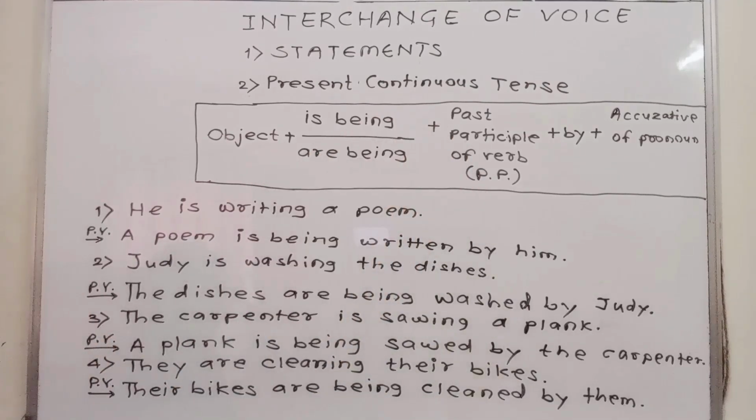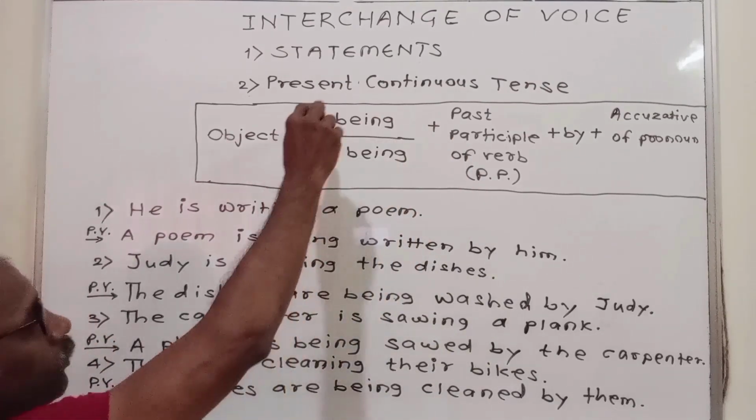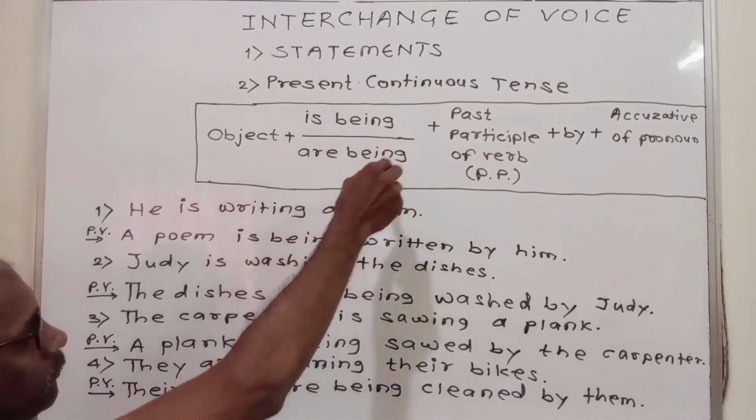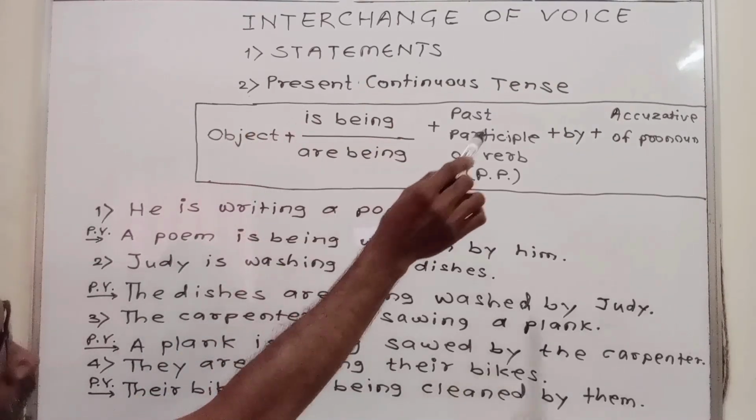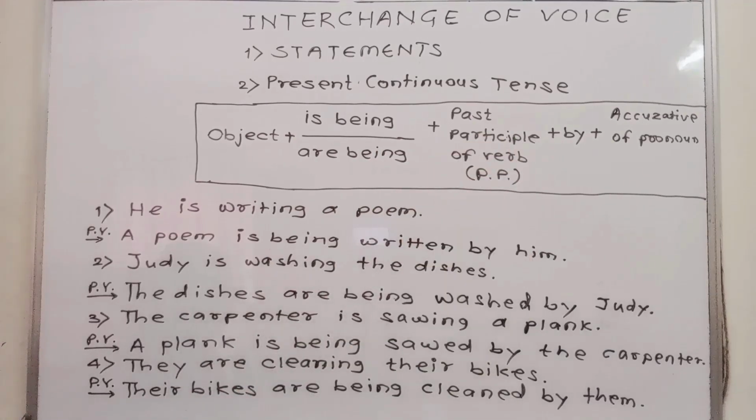This rule is very, very important. For all tenses, we change here only, remaining everywhere unchanged. Object, PP, by, accusative of pronoun. That remains the same, unchanged. Did you get it?